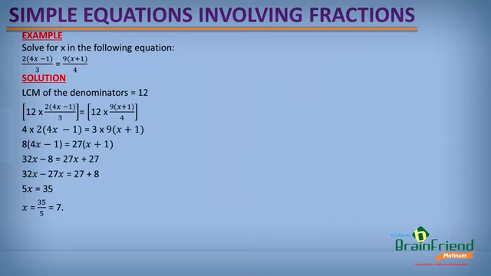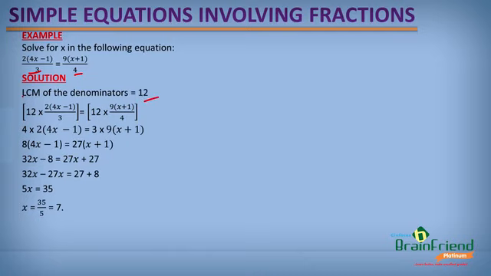Example 2: solve for x in the following equation. 2 times (4x minus 1) over 3 is equal to 9 times (x plus 1) over 4. To solve this, the first step is to find the LCM of the denominators. The denominators are 3 and 4, and the LCM of 3 and 4 is 12.